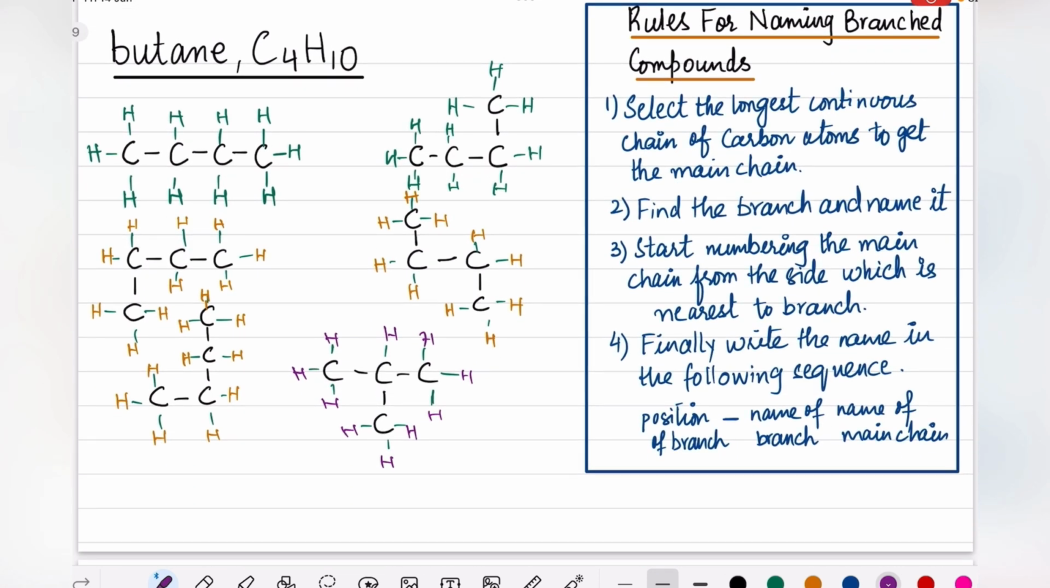Now look for the different possible structures for butane. In the first structure, all four carbon atoms are arranged in a continuous manner in a straight chain. However, in the second structure, three carbon atoms are present in a chain, but one carbon atom is present above it. However, this carbon atom can easily be twisted back to the main chain, so this is also considered as a straight chain structure.